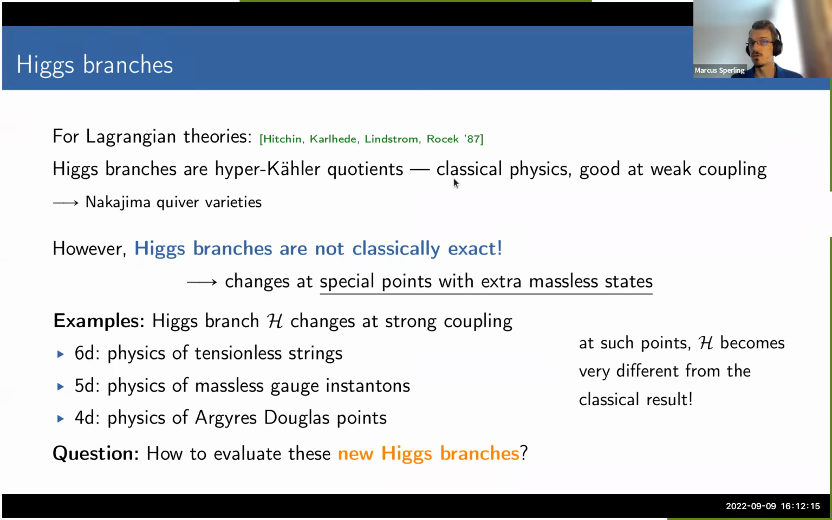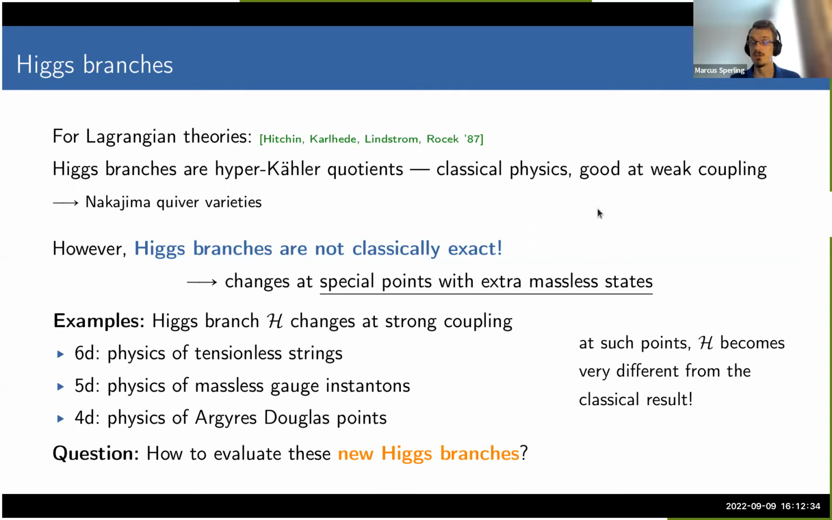And for this, you don't need to know anything about quantum corrections, because we know that this moduli space is not corrected by quantum corrections. So you can just take the Lagrangian description and you get the full moduli space. And we know this is classical physics. It's very, very nice. And for a long time, there was a belief that Higgs branches are always this kind of phenomenon.